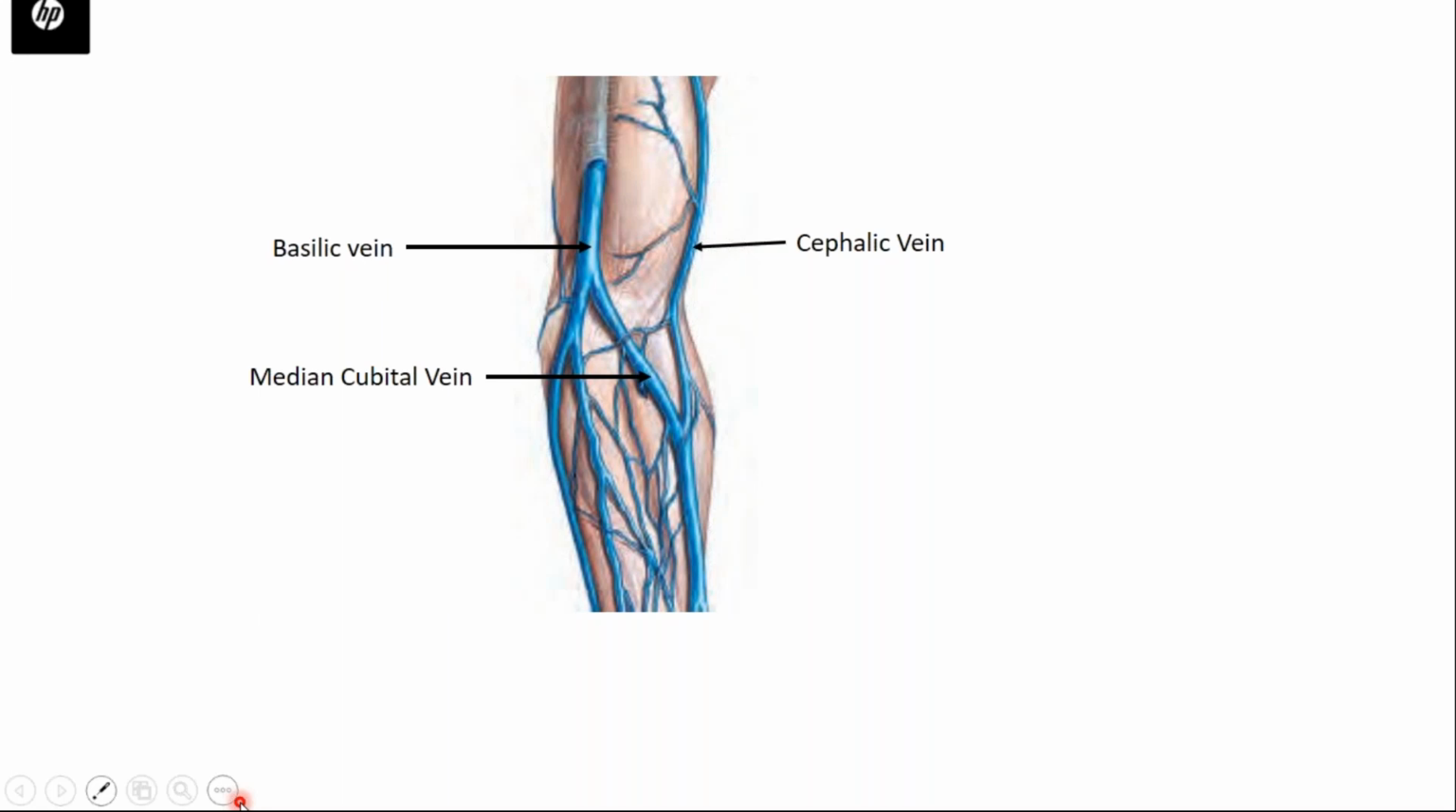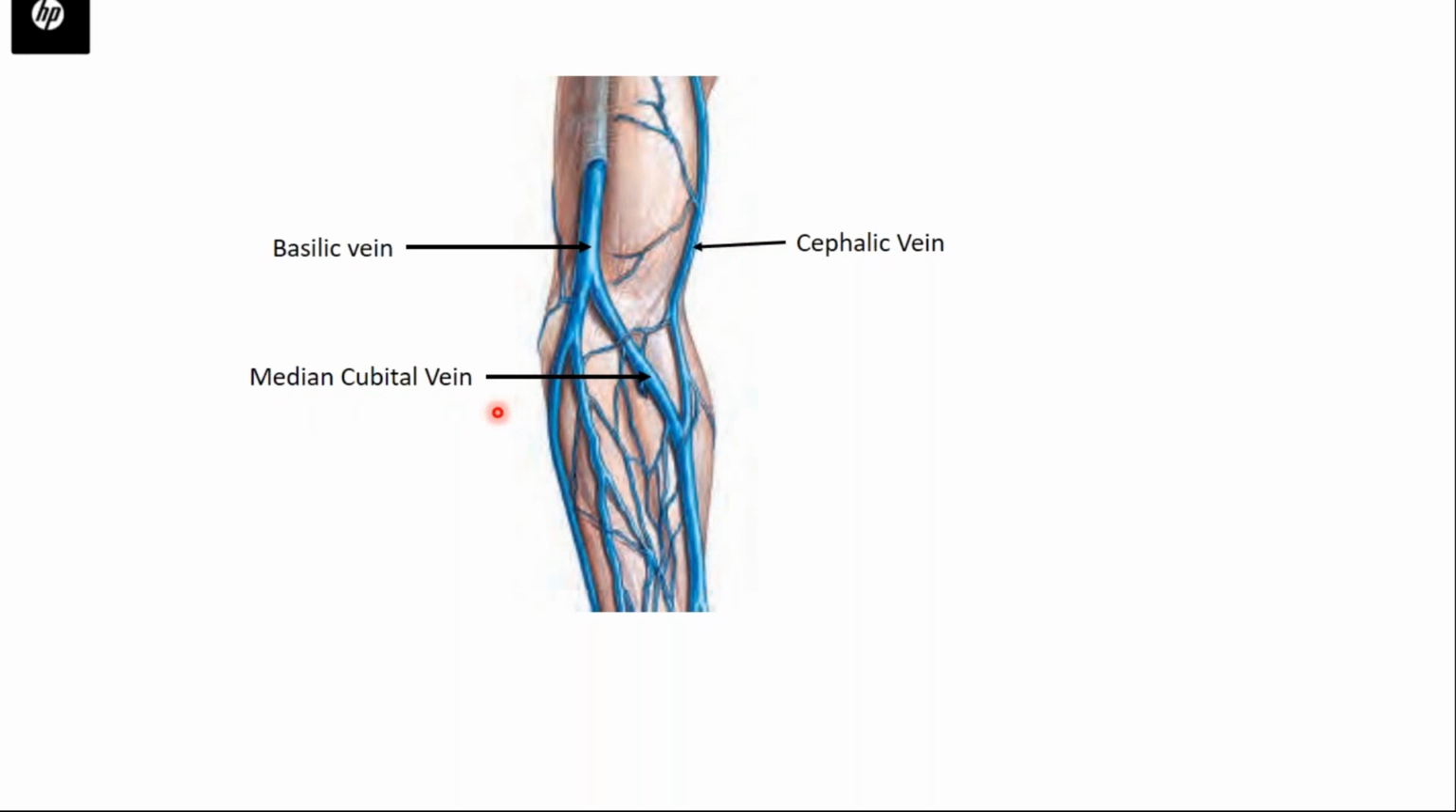Cephalic vein. Is that the median? It is the cephalic vein? No. It's the median cubital vein. Okay, so you can see in the picture that they usually use the median cubital vein.